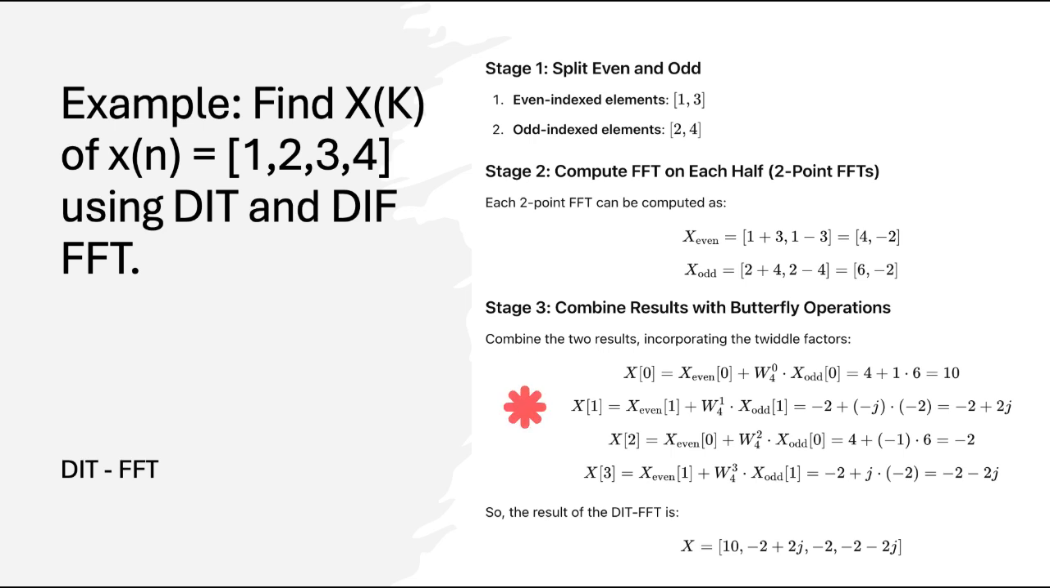And there we have our final spectrum. The DFT of 1, 2, 3, 4 is 10, negative 2 plus 2j, negative 2, negative 2 minus 2j. If we do a quick sanity check, we can compare X of 0 to the sum of the original sequence. 1 plus 2 plus 3 plus 4 equals 10, which perfectly matches our X of 0 result. That confirms our computation is correct. Note that X of 1 and X of 3 are complex conjugates of each other, which is expected for a real-valued input signal. The DIT algorithm just saved us a few multiplications compared to the full DFT matrix.